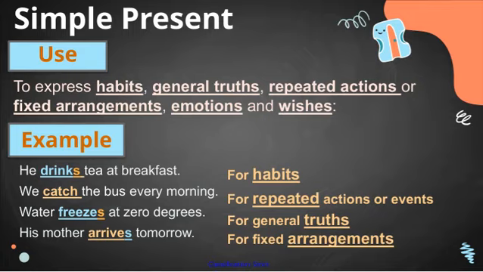Now let's look at the uses of the simple present tense. This tense is commonly used to describe habits, meaning actions we do repeatedly. For example, we catch the bus every morning. It also describes general truths, like water freezes at 0 degrees, which is always true regardless of time. Additionally, we use it for fixed arrangements, such as "his mother arrives tomorrow," when talking about scheduled events. These examples help us understand how the simple present tense is essential for expressing regular actions, facts, and plans. Remember, this tense is fundamental for clear communication about routines and truths.